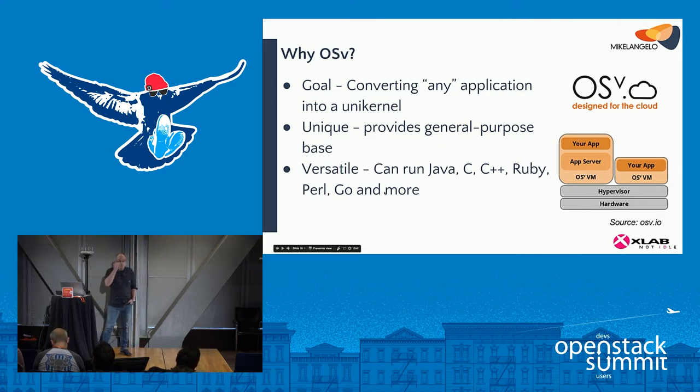And here are some reasons why we decided to use OSv. First, our goal is to support as many applications as possible out of the box. It's unique because it really provides a general purpose baseline that is solid, works, and is mature. It can also run different types of applications written in various languages, running on various types of runtime engines.